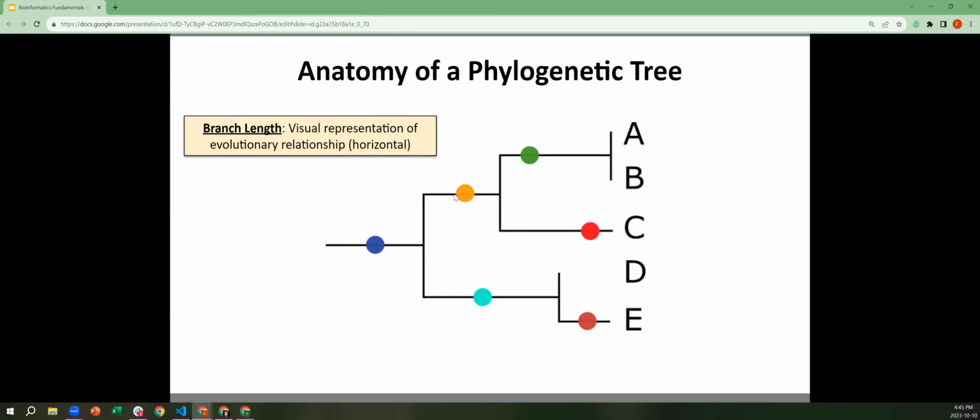Next, the length of a branch of a phylogenetic tree can represent a few different things. Typically, this is representative of genomic distance. So samples that have a longer branch length separating them are more genomically distantly related. Samples with a vertical line connecting them are genetically identical samples. So here we can see samples A and B are genetically identical.